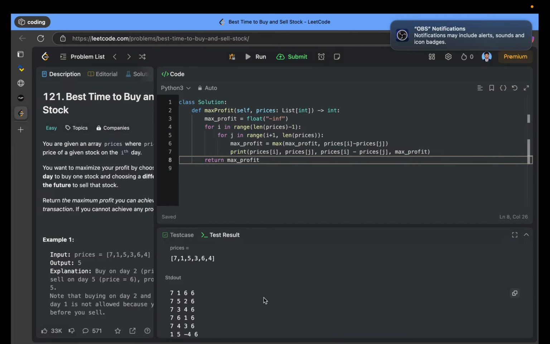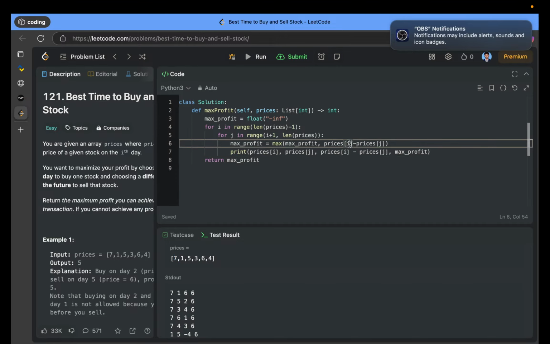Seven minus one is six. I buy the price at seven. Okay, it's a logic error that I am buying and so I am giving a loss. Wow, bro. The day on which I am selling should be greater than the day on which I am buying. Great.